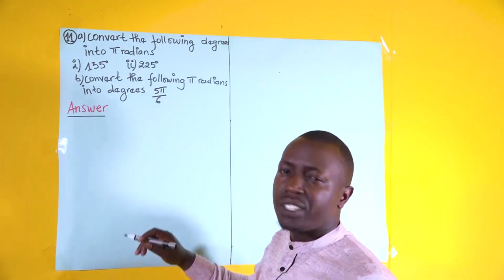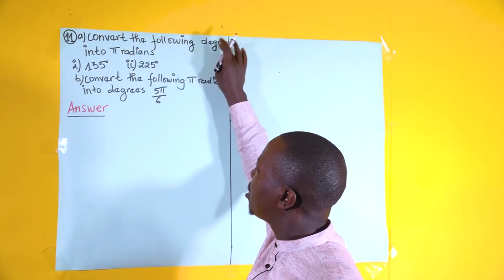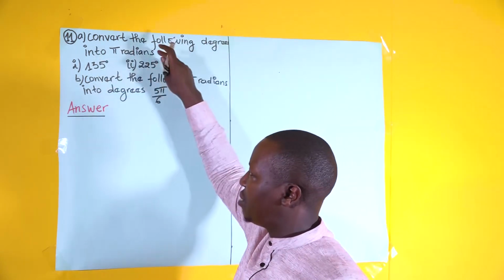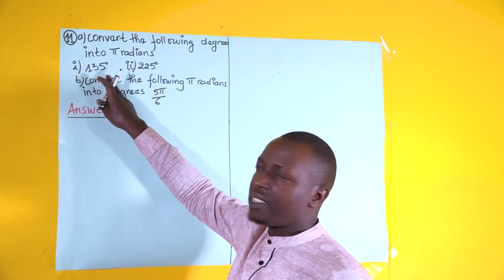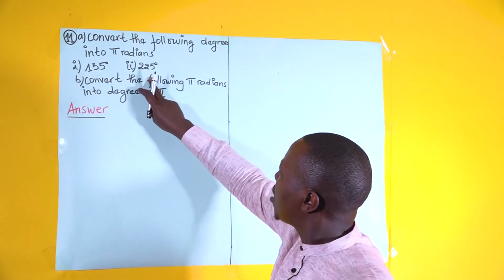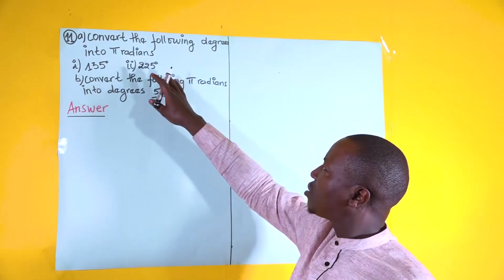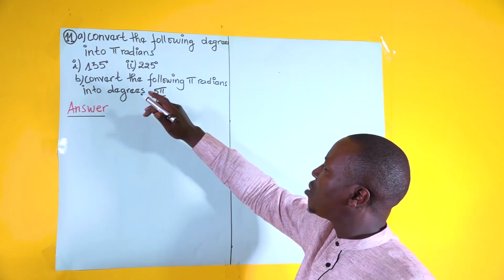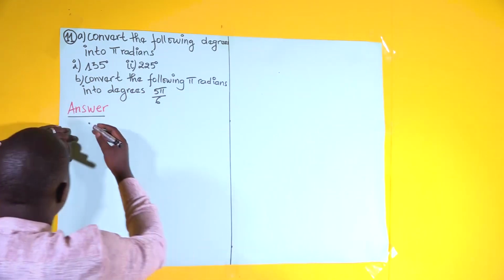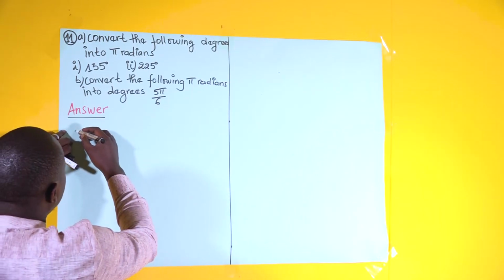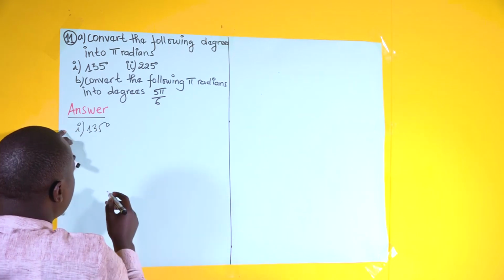Next question is question number 11, and they ask us to convert the following degrees into pi radians. How many degrees do you have here? It is 135 degrees, and also you have 225 degrees that you have to convert into pi radians. Let us answer this question. Question number 1. It is 135 degrees.